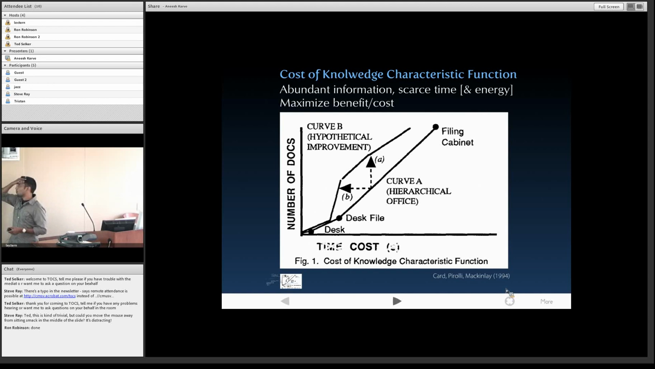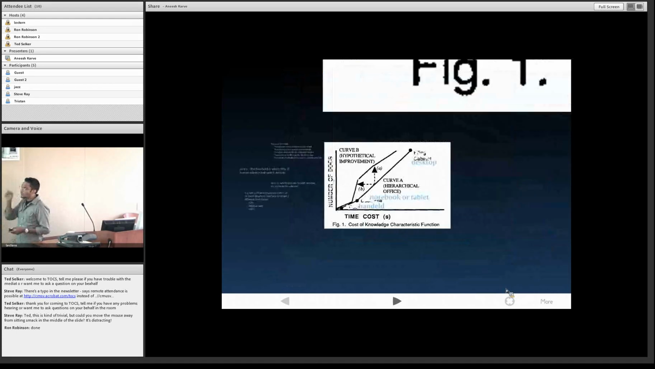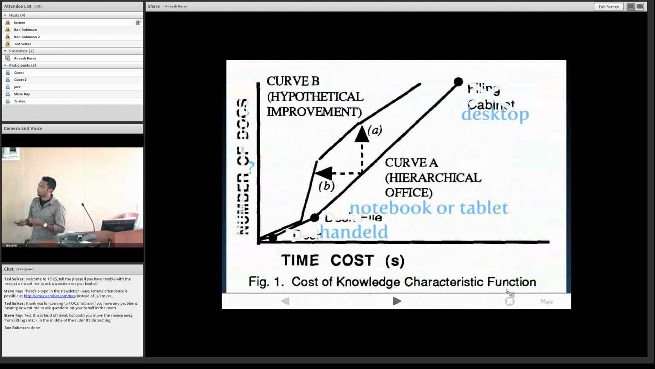The thinking here was essentially that we have abundant information and scarce time and energy. Given that we want to get to the right information, how do we budget our time and energy? I want to cast this curve in a more modern context and talk about a hierarchical office built off of a suite of devices. Here you have your handheld device, which is very quick to access but relatively less capable, but you always have it with you. Then you have your notebook or tablet devices, and finally, a more complicated desktop device.